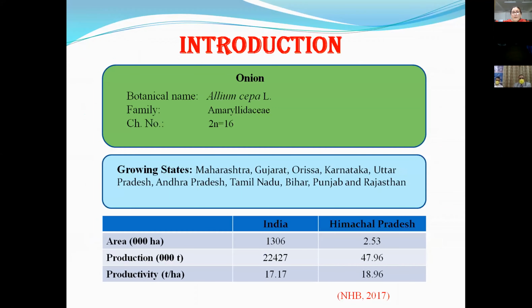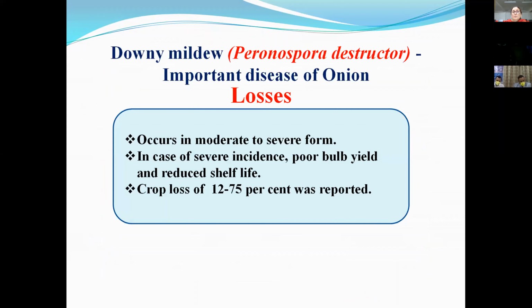And where I work, there's onion, we all know the name, and it is grown very well in large amounts in our different states. 1,306,000 hectares are covered under onion cultivation with a productivity of 17.17 tons per hectare. The downy mildew caused by Peronospora destructor causes around 12 to 75% of the losses. Severe incidence may include poor bulb yield, and thereafter the shelf life is very much affected.